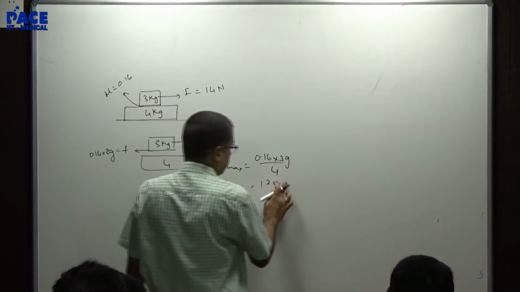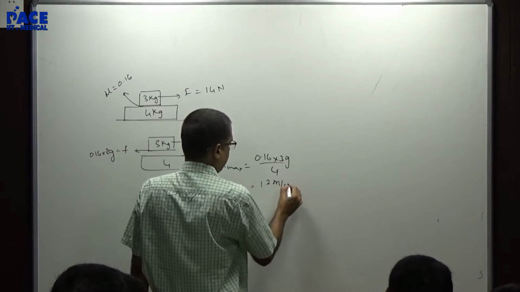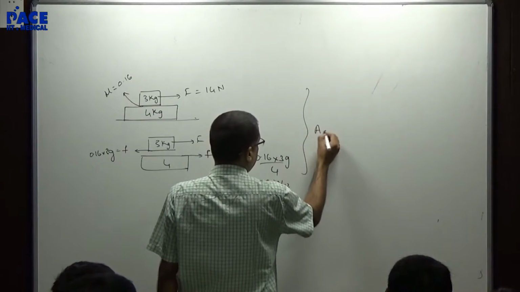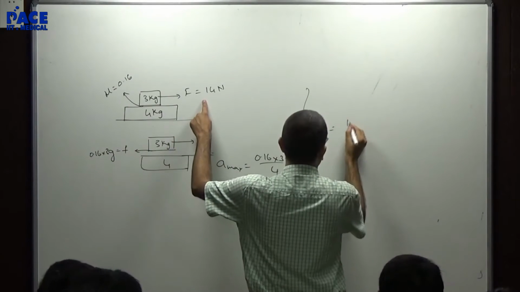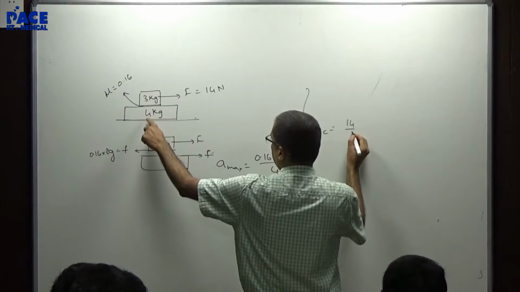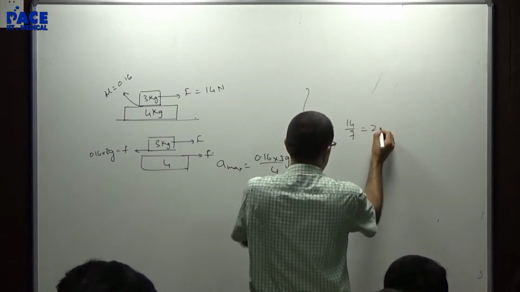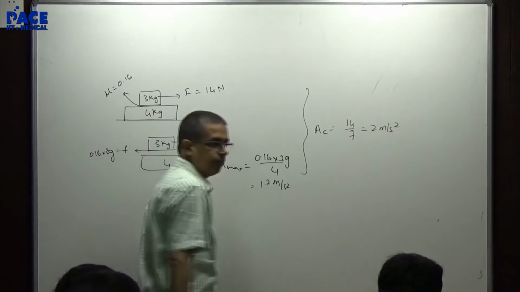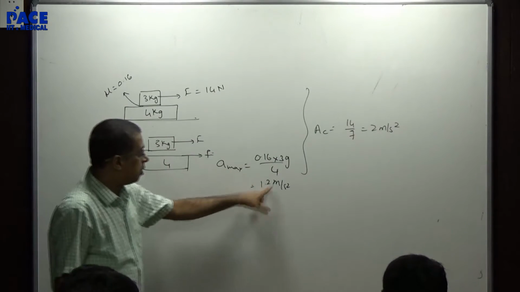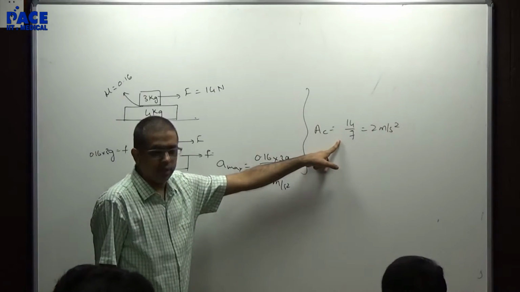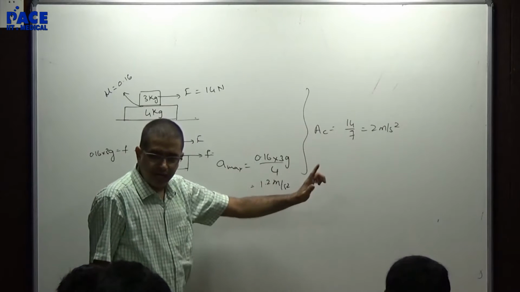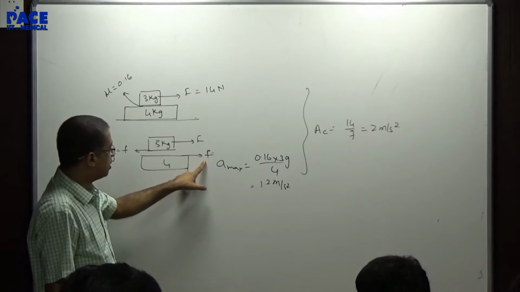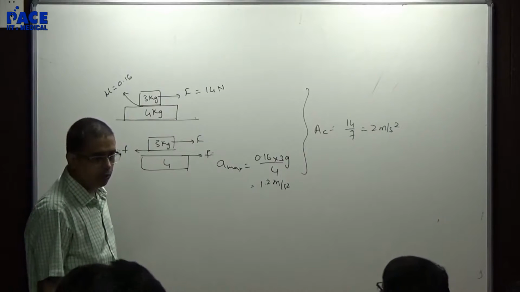1.2 meter per second square. A common will be 14 divided by 7. This will be 2 meter per second square. A maximum is less than A common. All said and done, even if the maximum friction is acting, it cannot make this move along with this.